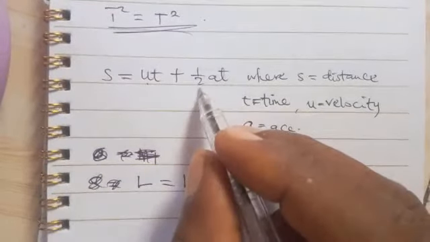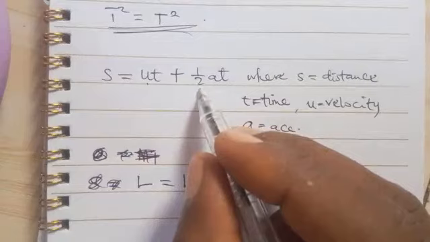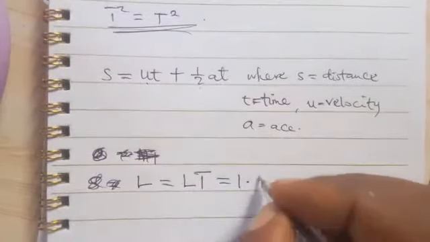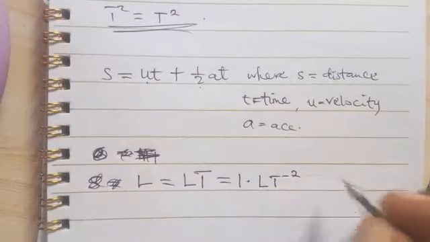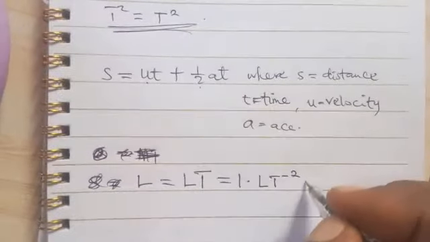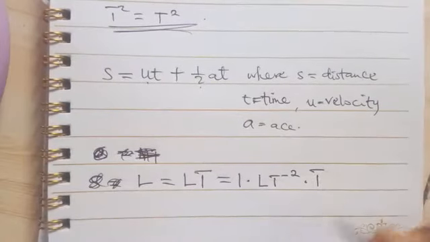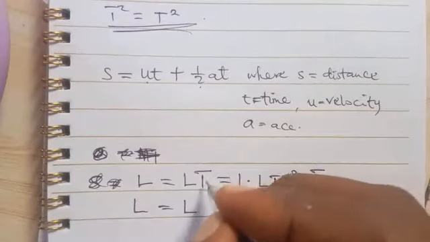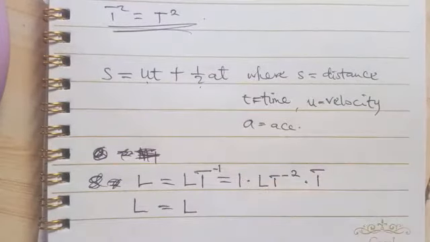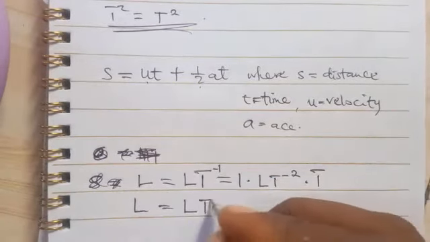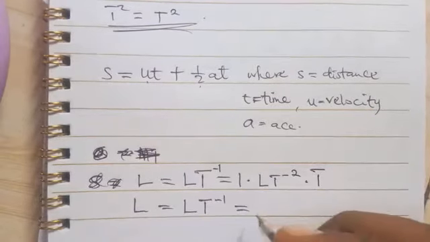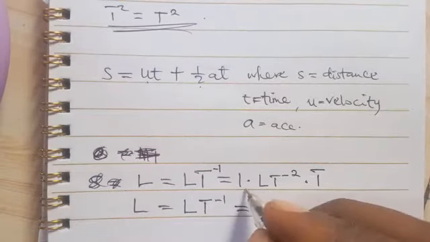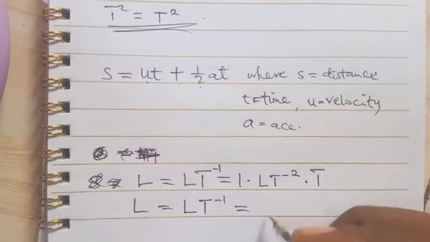Every unitless or dimensionless entity turns to 1. So 1 dot acceleration is LT minus 2, time T. So L is equal to L per second, LT minus 1 equals, here you still have one itself, multiply by 1, you still have itself.